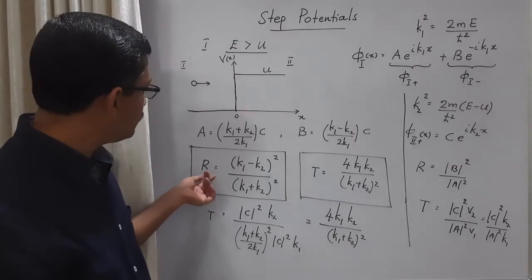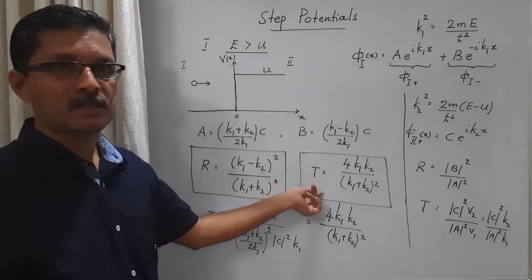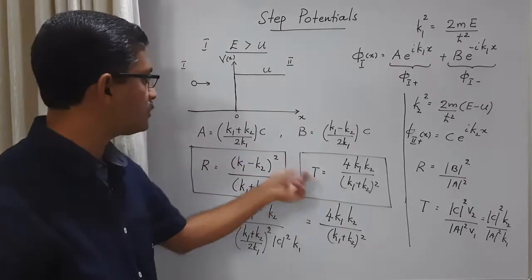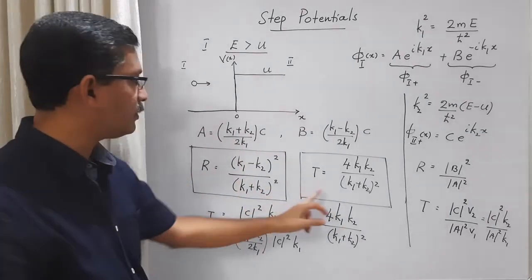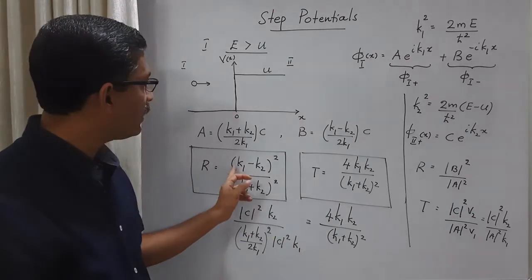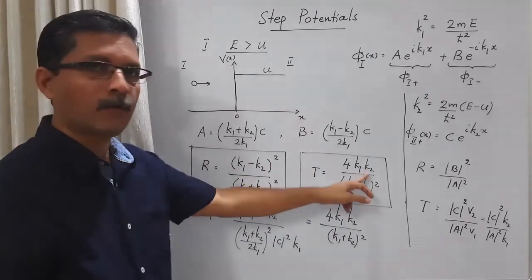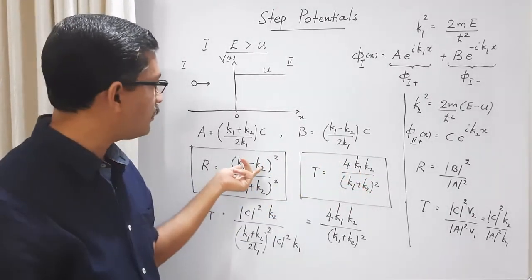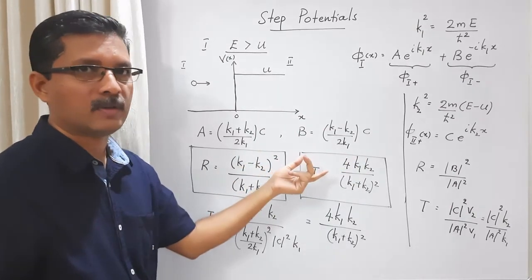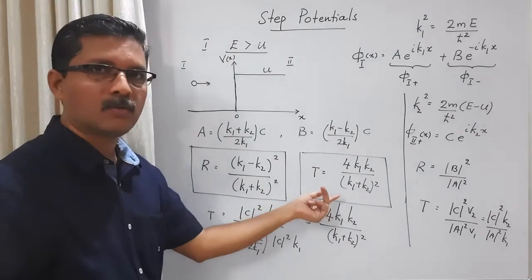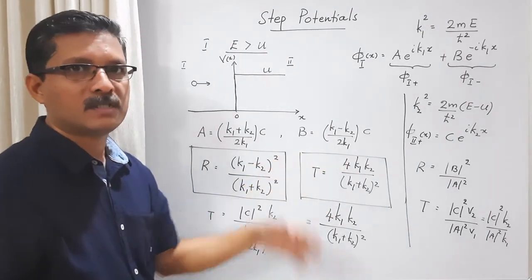Let us check what the reflection probability plus transmission probability is. What is R plus T? You can see that the denominator is the same, (k1 plus k2) whole square. What is the numerator? (k1 minus k2) whole square plus 4k1k2. We know that (k1 minus k2) whole square plus 4k1k2 is (k1 plus k2) whole square. The denominator is (k1 plus k2) whole square, so R plus T is 1.